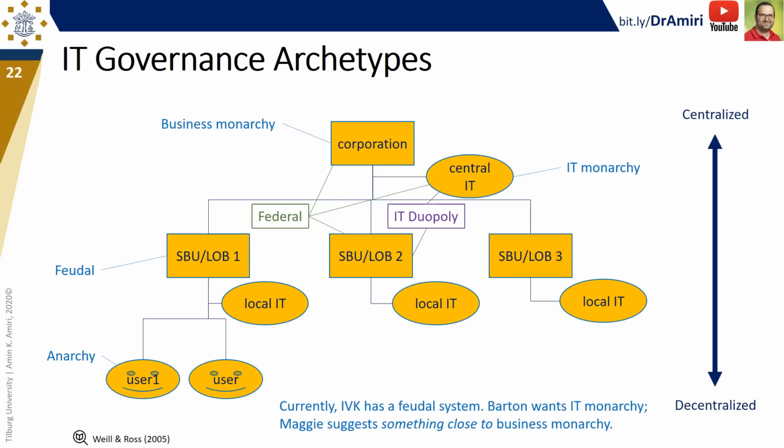So currently, IBK has a feudal system. That means business units make decisions about IT. They pay for IT and they do everything on their own. Barton wants IT monarchy. He wants to have full control of IT budgets and all IT decision making, at least for a year. Maggie, his partner and also a business consultant, suggests something close to business monarchy, where a committee of business managers, top managers, make that decision.